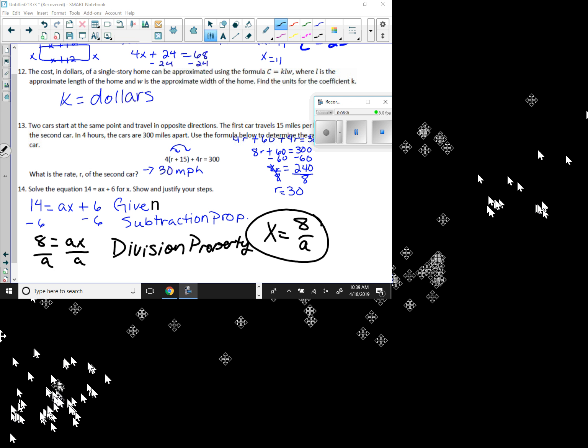We then divided everything by A because we're solving for x. When you divide, that's called the division property or the division property of equality. So we get x equals 8 divided by A.